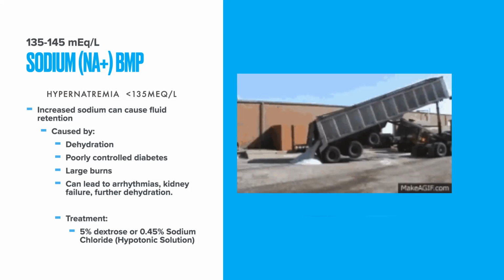Large burns is one of the big things that we're concerned about, especially in the critical care ICU picture. We're looking at large burns as fluid shifting, right? Fluid's going to start shifting. What also shifts with it? Everything else, right? All of these electrolytes that are in our cells and our body are going to start shifting where they shouldn't be, and it can lead to death. So treatment for this is going to be 5% glucose or 0.45% sodium chloride, which is a hypotonic solution.